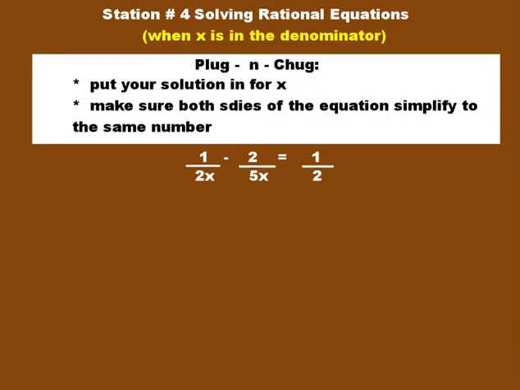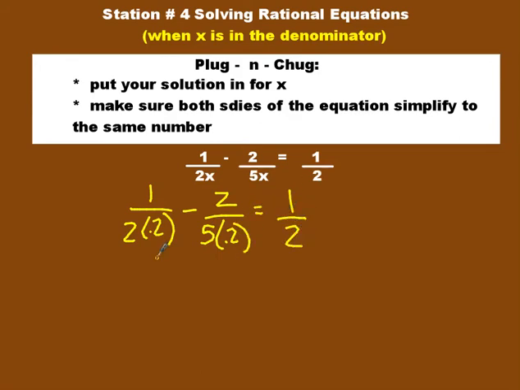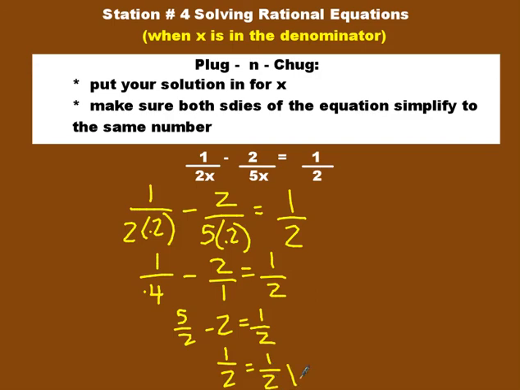Now, being the responsible students that you are, you've got to check your work. So we're going to go to the original equation and plug in 1/5 or 0.2. So everywhere I see an x, I'm going to plug in 0.2. And I'm going to cross my fingers that I get 1/2 when I do this. Just doing a little bit of the arithmetic. It's looking pretty good. We get 5/2 minus 2, which is indeed 1/2. 1/2 equals 1/2. Done.